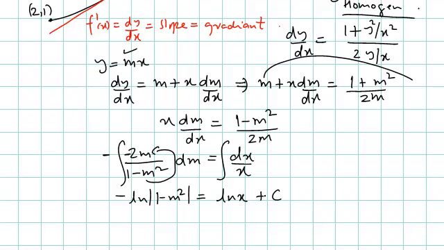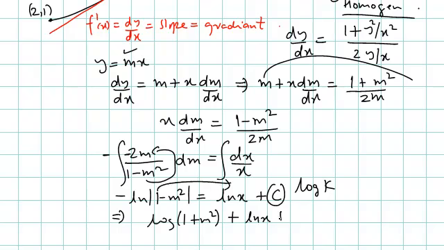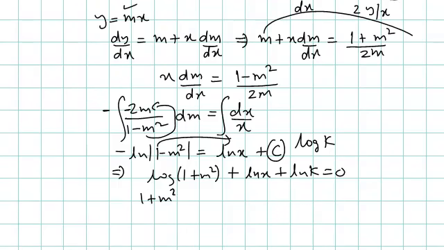plus a constant of integration. Now if you simplify this, you cancel the log term, you write c as log of some k, and combine these two. So what we are getting from this side is log of (1 plus m square) plus log of x, I'll shift this to this side, plus log of k equal to 0. That is, sorry, it is 1 minus m square, (1 minus m square) into x into k equal to 0, right?